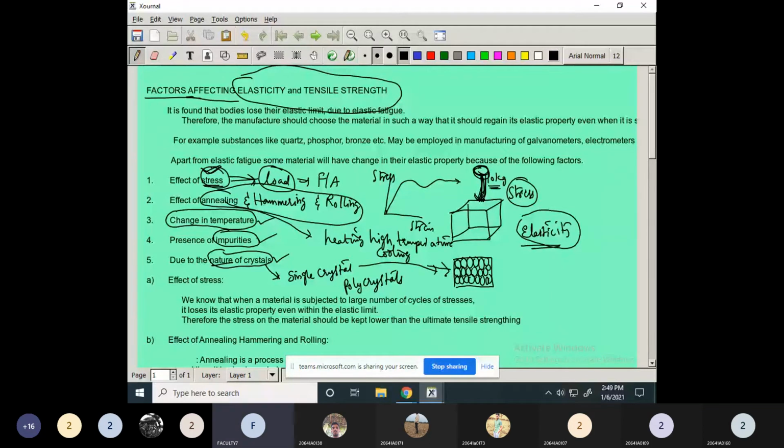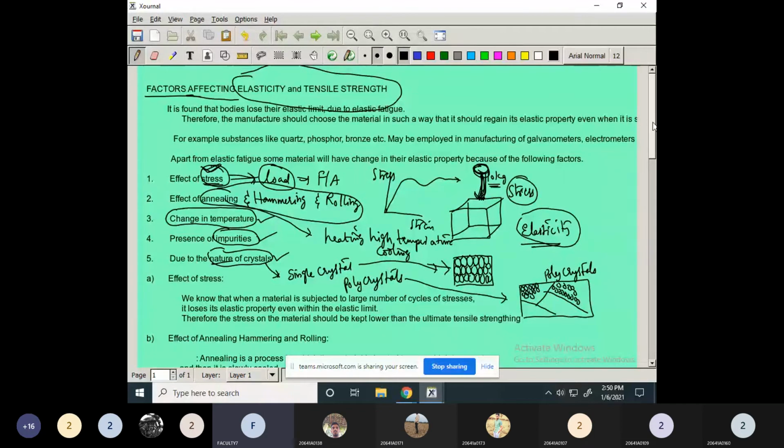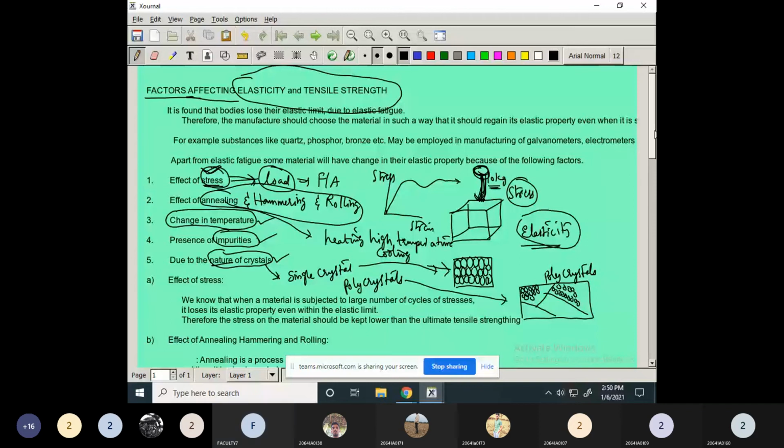What about polycrystals here? Inside polycrystals, you will have small regions, and in the small regions, the orientations will be different. That's why we are considering these as polycrystals. So that is about the factors affecting elasticity and the tensile strength.